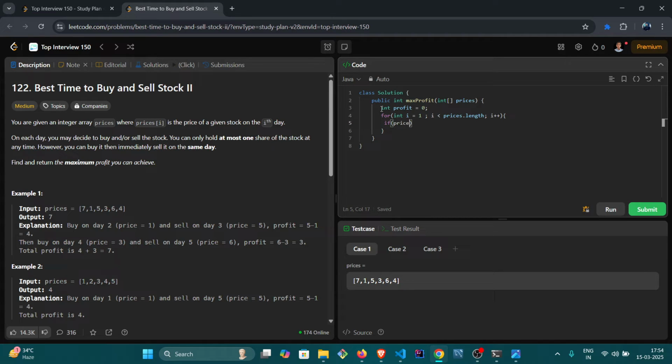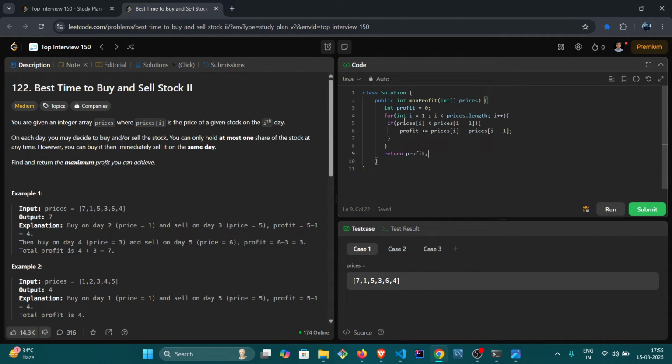If the current value is less than the one at i minus 1, then what we are going to do, we will store the difference of prices i minus prices i minus 1, and then finally we will return profit. Yeah, here we go.